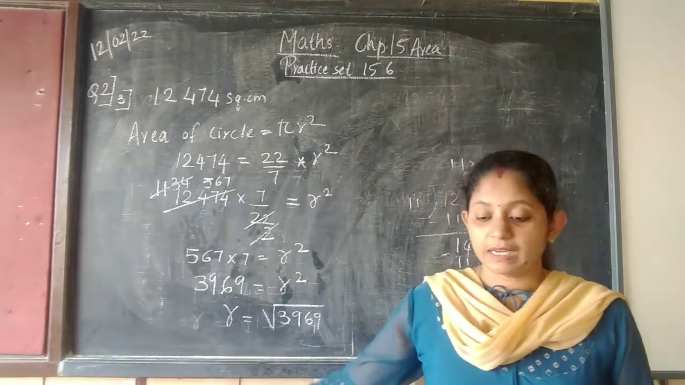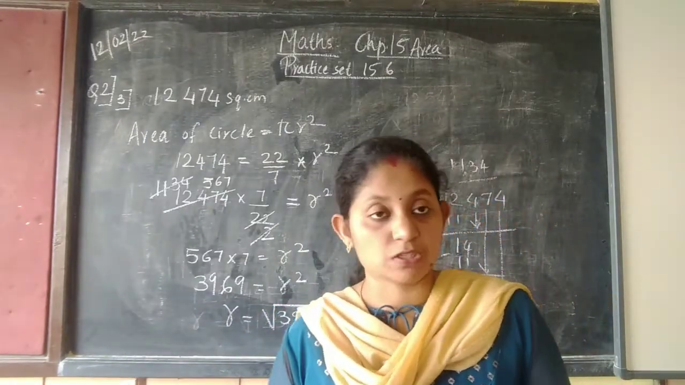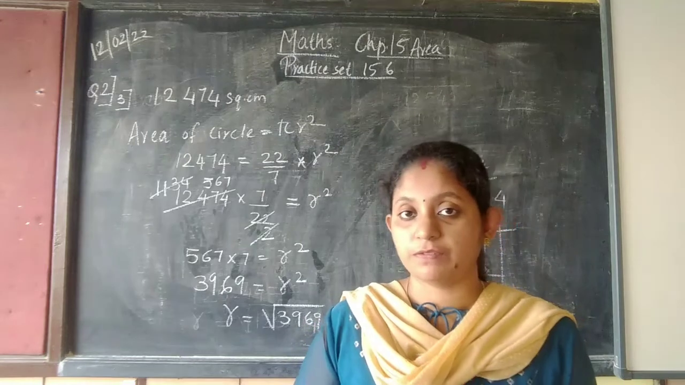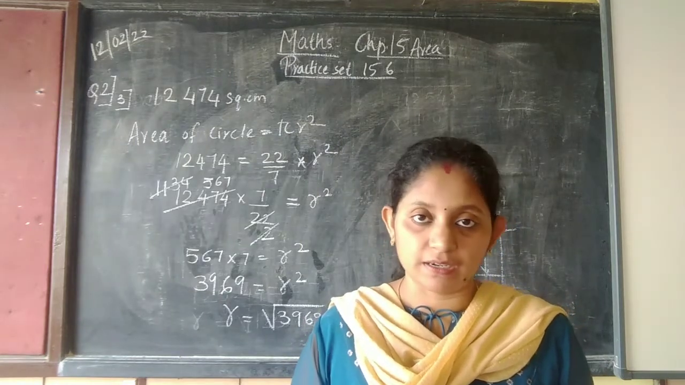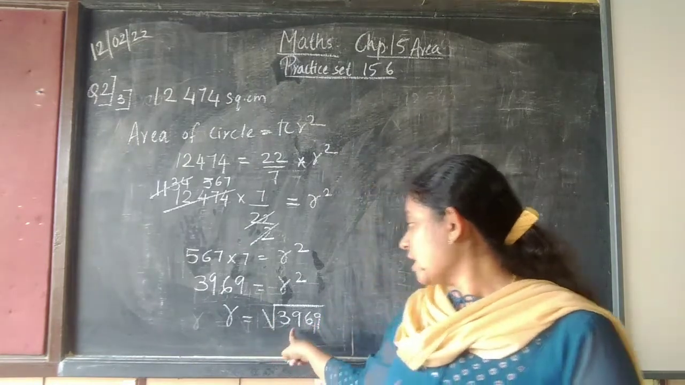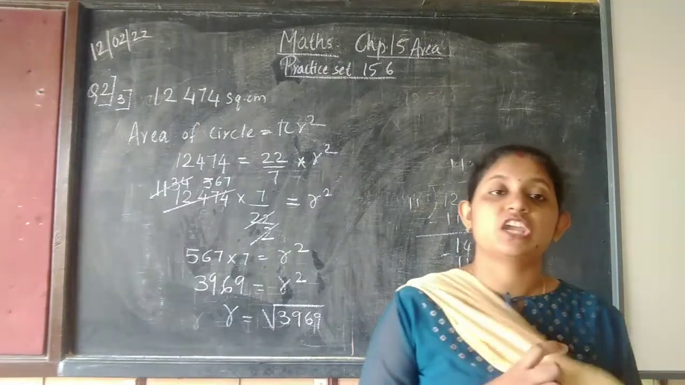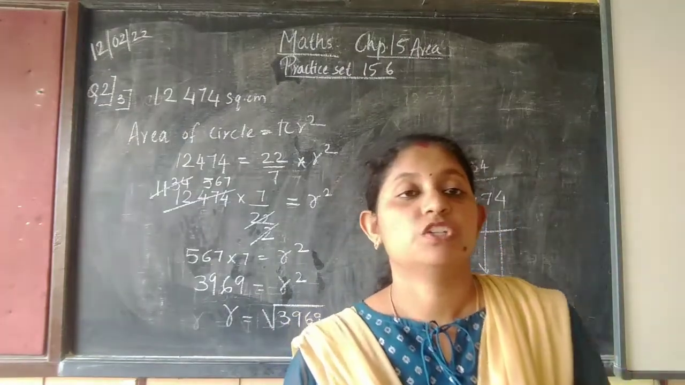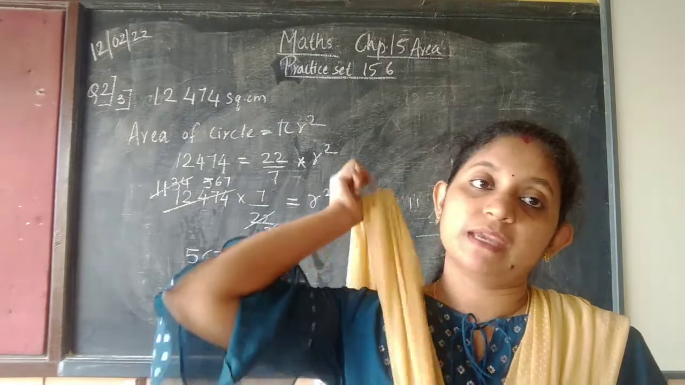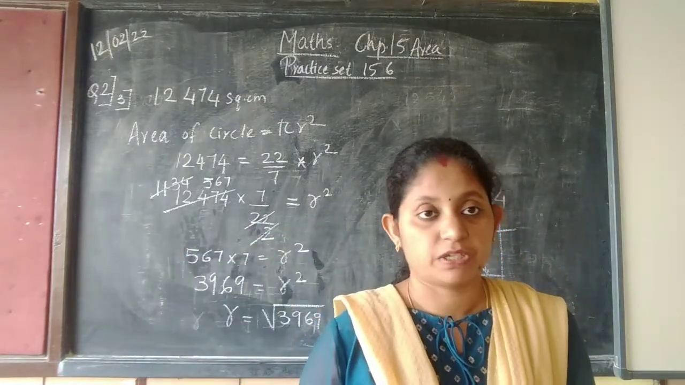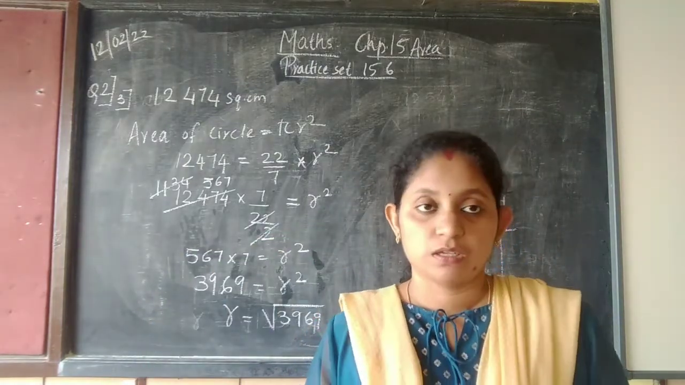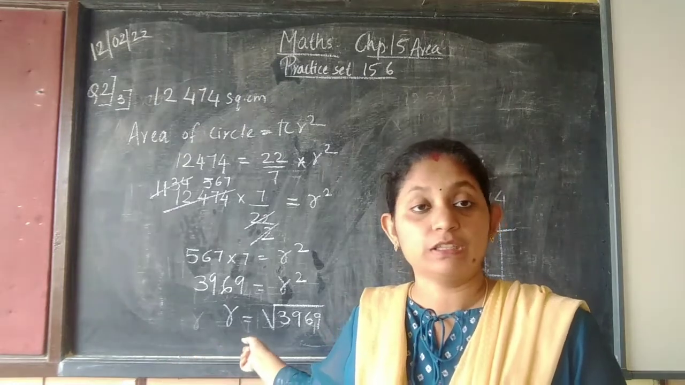What I said: it is very easy, students, to find the squares of 10, 20, 30, 40, 50, 60, 70, 80, 90, 100. Correct? Now we have this 3,000. Now just check, 50 square is how much? 50 square is coming as 2,500. So we have to move on to the next. It is less, correct? We want 3,900.